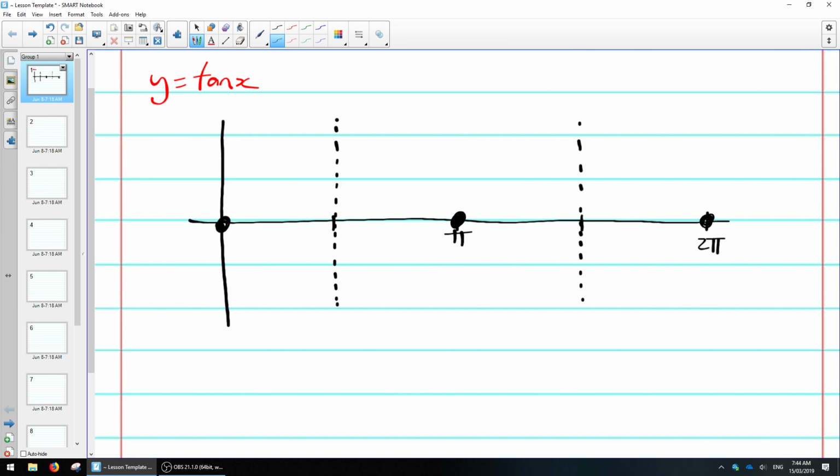Another 0. So, as I've said with sine, cos, and tan, what you want to remember first of all is what happens at each of those 5 things: 0, pi over 2, pi, 3 pi over 2, 2 pi. Good to go.